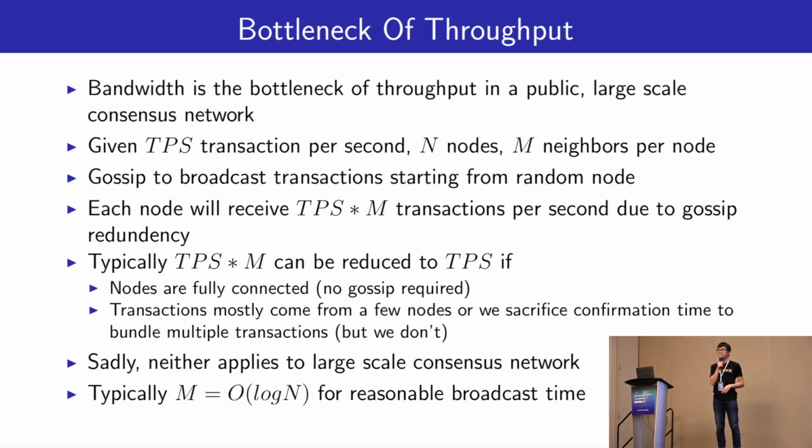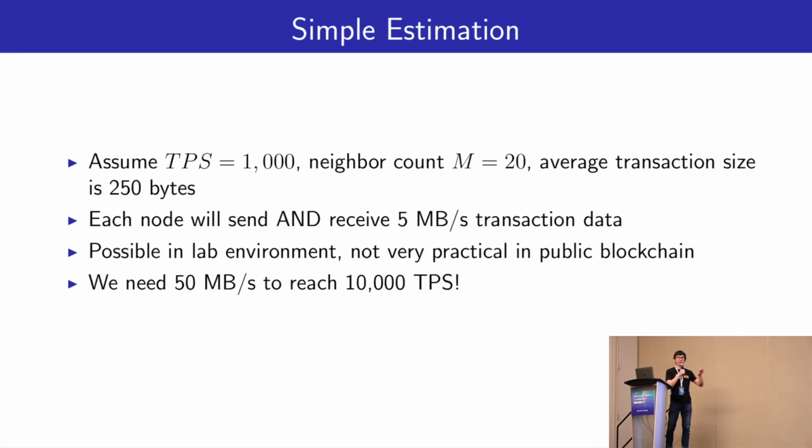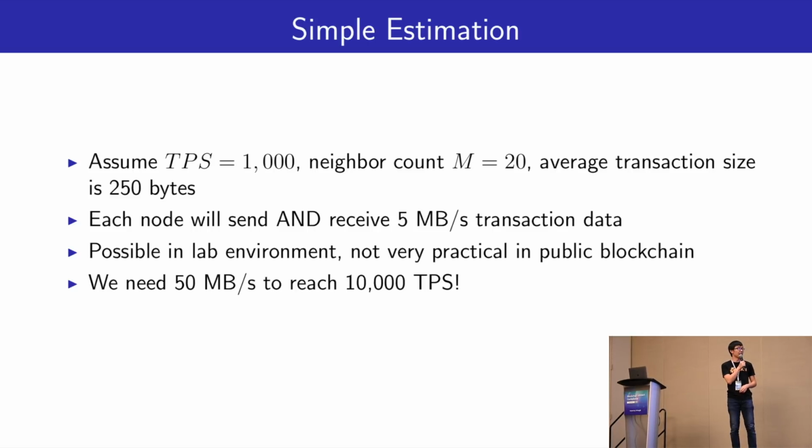Even worse, m is typically O(log n) in order for the network to have a reasonable broadcast time. Let's now put some realistic numbers. Assume we want to achieve 1,000 transactions per second, the neighbor count is 20, and the average transaction size is 250 bytes, which is pretty small already. Then each node in the network will send and receive 5 megabytes of transaction data per second.